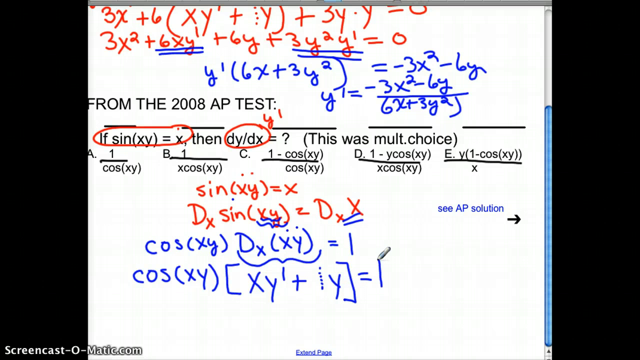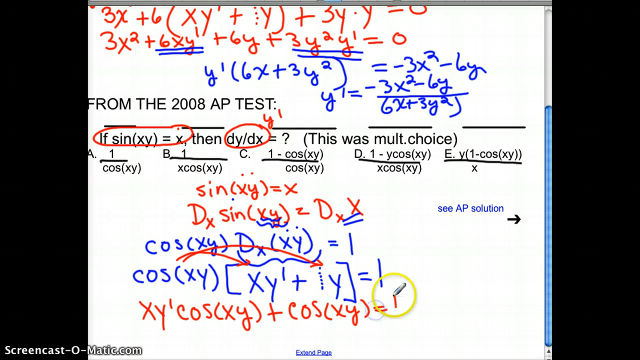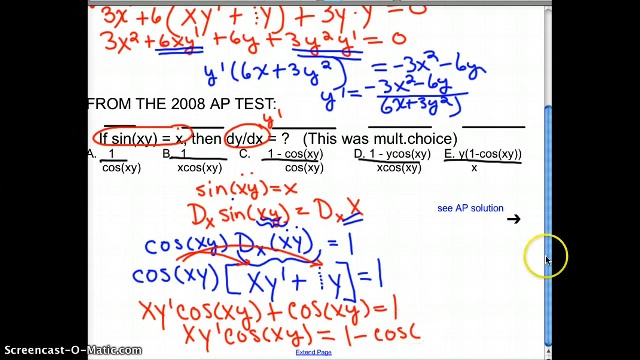In order for me to be able to do that, I've got to get it out of these parentheses, so I'm going to distribute. So what I end up with is xy prime times the cosine of xy plus cosine xy is equal to 1. And my goal is to solve this for y prime. So I've got to keep it on the side by itself. I'm going to keep it over here on the left-hand side. And on the right-hand side, I'm going to subtract off that cosine xy.